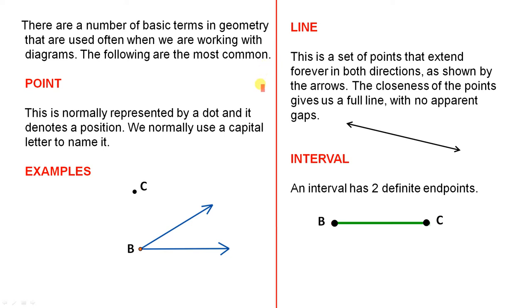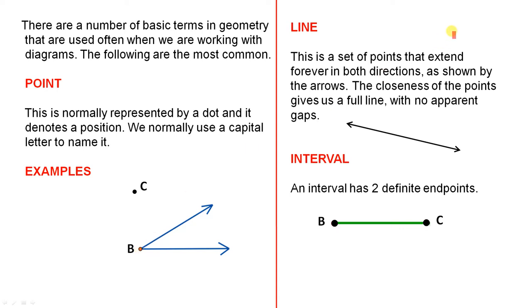The first one is the idea of a point. This is normally represented by a dot and it denotes a position. We normally use a capital letter to name it. So for example, you'll see a dot like this, which is a position, and we can call that the point C, denoted by the capital letter. Here, this red dot could be where those two rays emanate, which gives us an angle, and we say that that is the point B.